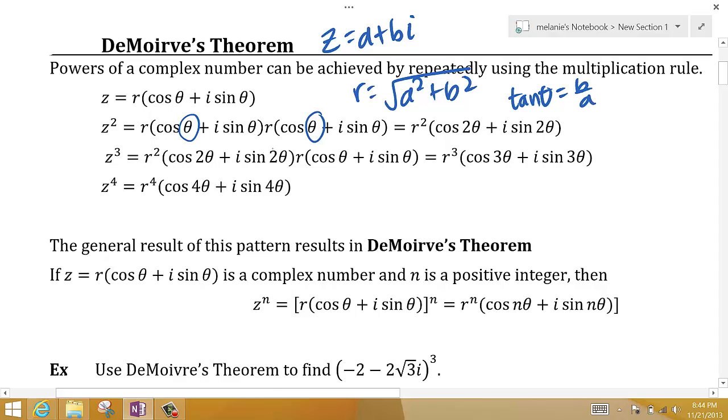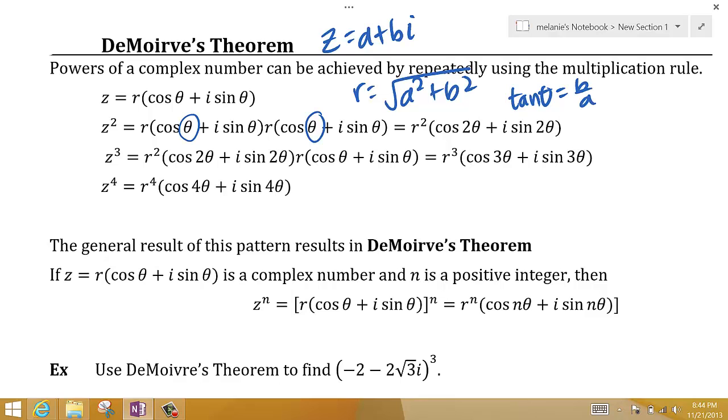If I want to do z times z squared, I would take z squared, which is r squared cosine 2 theta plus i sine 2 theta, times another z, and I multiply the moduli, so I get r cubed, and I add the arguments. 2 theta plus another theta is 3 theta. I can continue this process. You can see that z to the fourth is r to the fourth times cosine 4 theta plus i sine 4 theta, and you can continue on and on and on.